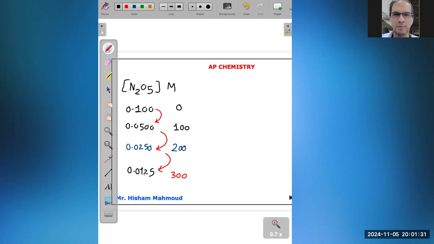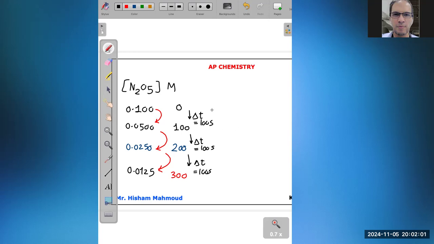It is 0.0125. So every time, how much time have I passed here? 100 seconds, and then 100 seconds, and then 100 seconds. So what is the change in time here? 100 seconds. So delta T is equal to 100 seconds. And then delta T is equal to 100 seconds. 100 seconds passed, delta T is equal to 100 seconds.